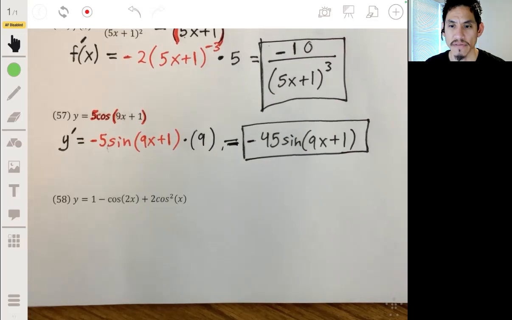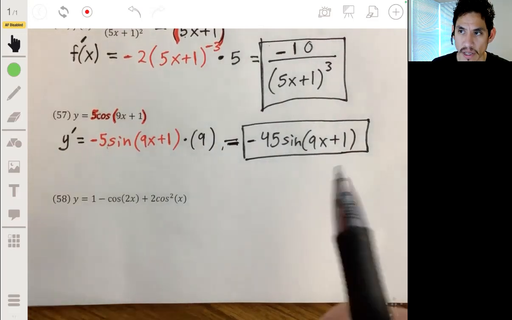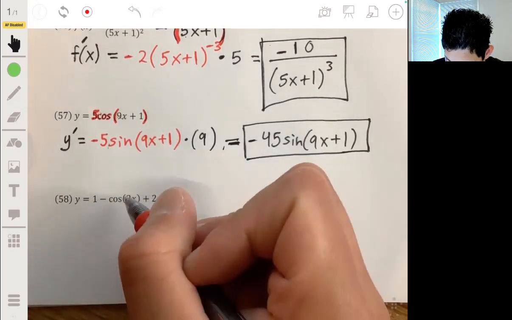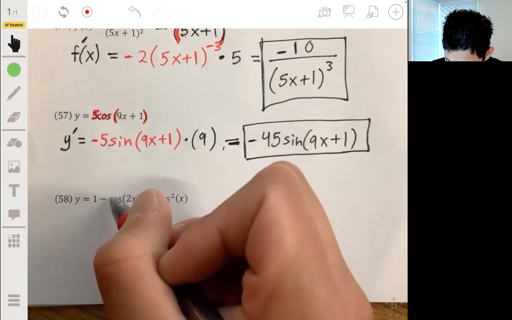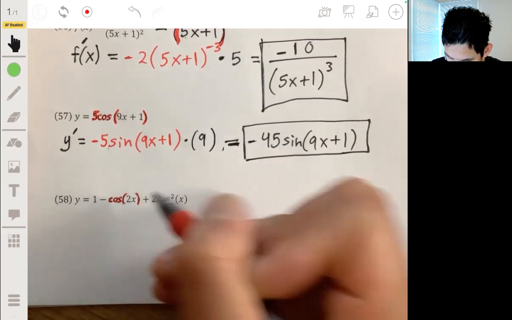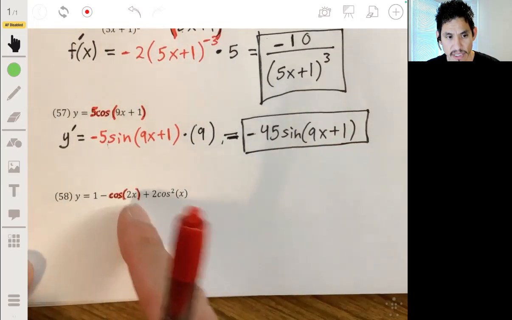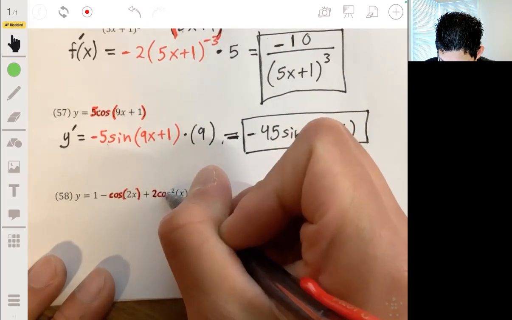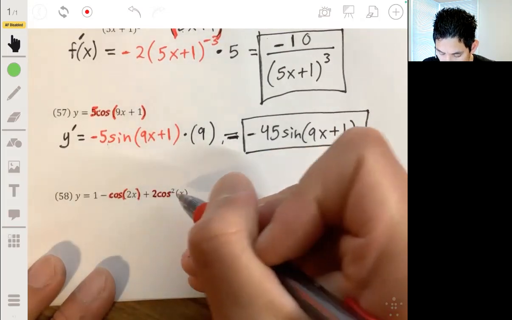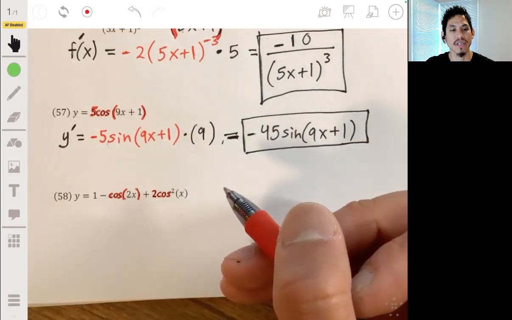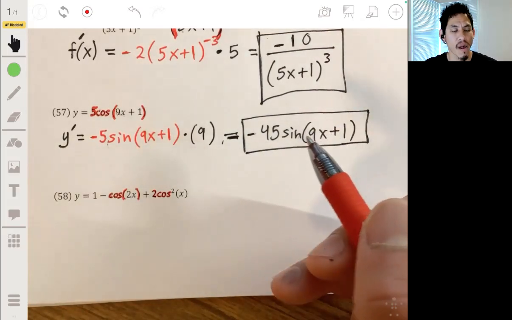Now we got another trig function, some good practice. So we just have a combo function. So let's go one piece at a time. Here we have the outside function as the cosine function. The inside function is 2x. And again, the outside function over here is now not just a cosine function, but the cosine squared function.